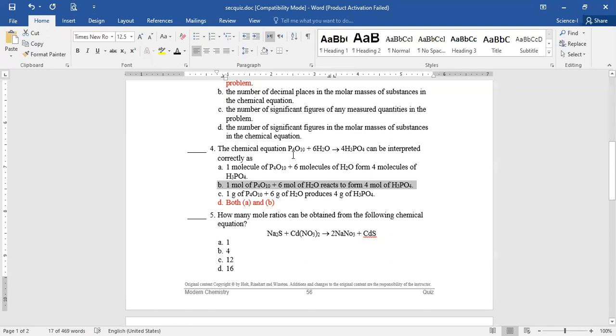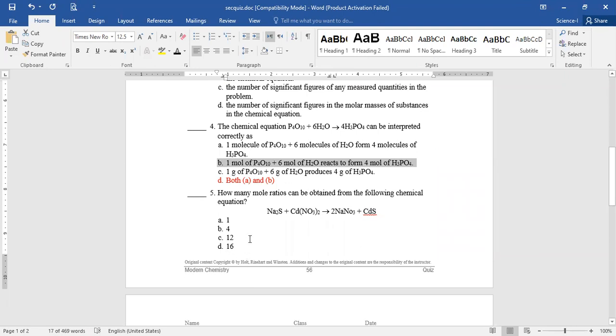But I can't say molecule and mole in the same statement, because a molecule represents a single chemical formula, while a mole represents Avogadro's number, which is 6.022 multiplied by 10 to the power of 23 molecules. So I can't use them in the same statement. Okay. So then question 5, how many mole ratios can be obtained from the following chemical equation? Okay. So let's get another one. Who can say, guys, how many mole ratios can be obtained from the following chemical equation?